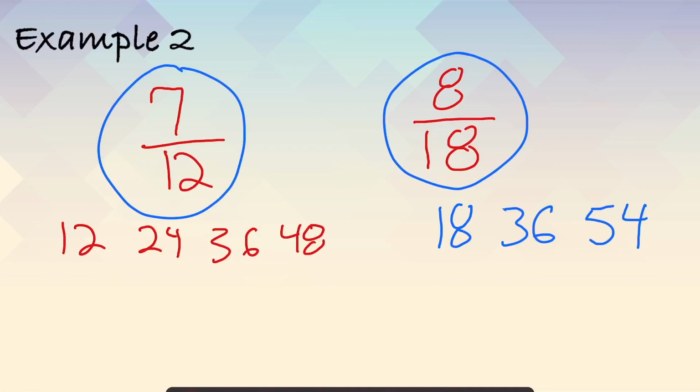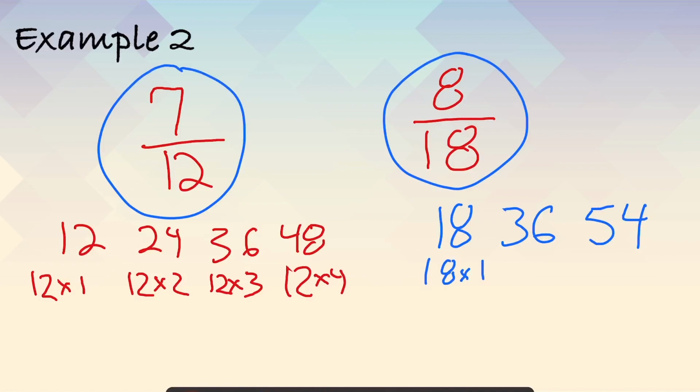And if you're wondering how I got that, I just multiply 12 by one more each time. So 12 times 1 is 12. 12 times 2 is 24. 12 times 3 is 36. 12 times 4 is 48. Same thing with 18. 18 times 1 is 18. 18 times 2 is 36. 18 times 3 is 54. So these are multiples of our denominators.